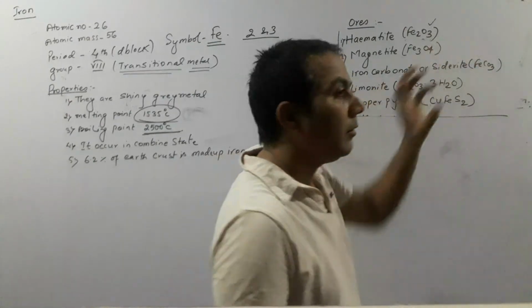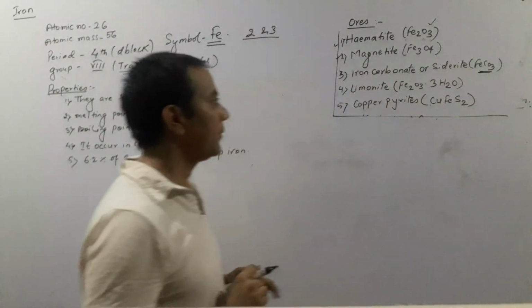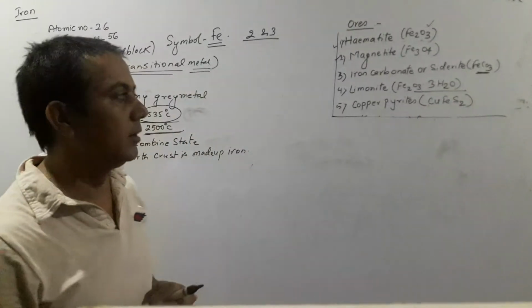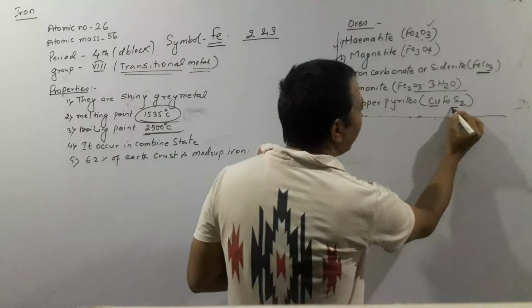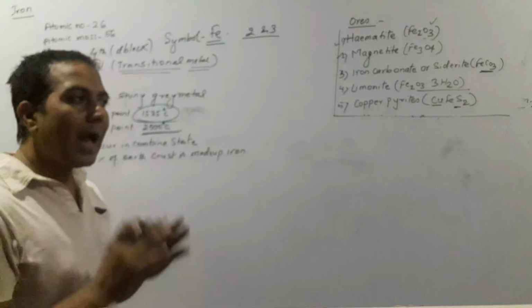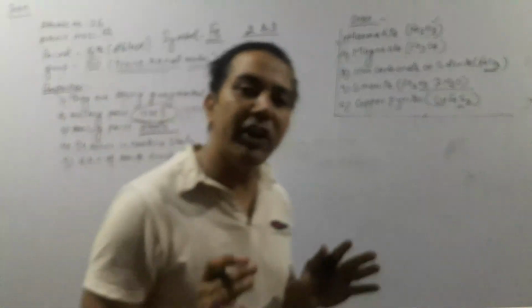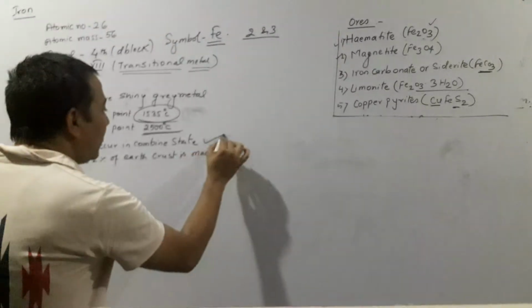So here iron is present in earth combined with oxygen. Here it is present combined with carbon. And limonite is combined with what? Oxygen and water. Then it also remains combined with copper and sulfur. So what I want to tell you is that iron is not found in the pure state or independently in nature. It remains in nature in a combined state. That is the main property of iron.